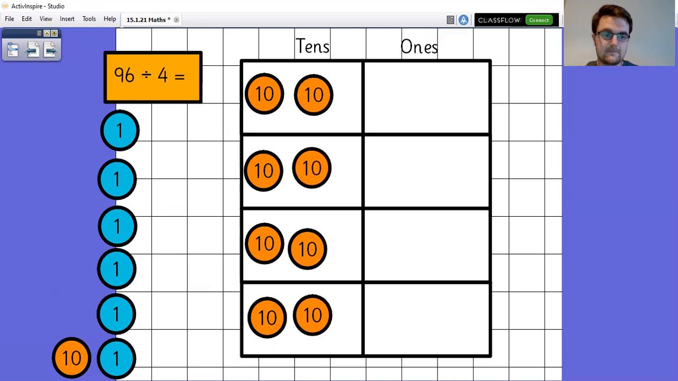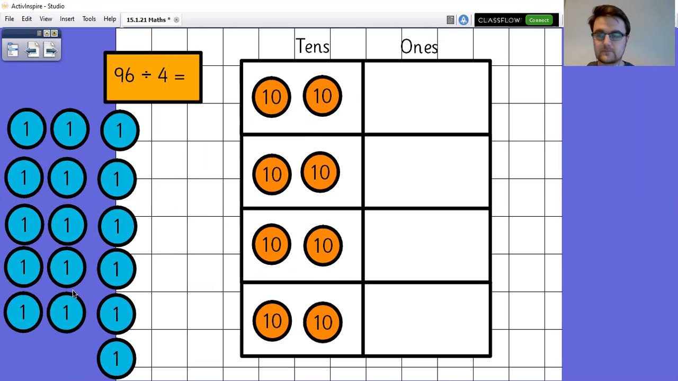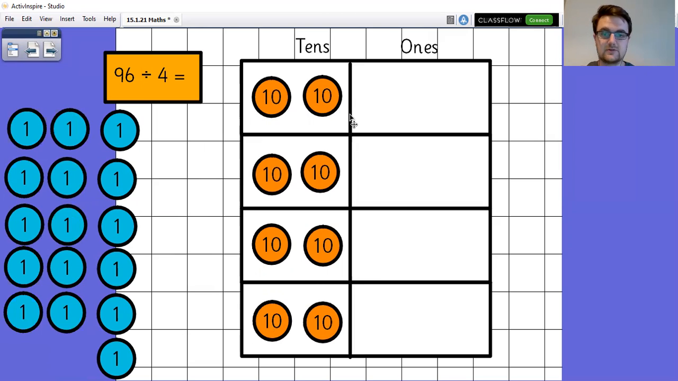Okay, you can see I've got 1 ten left, but I need to make sure that all of these rows are equal. So I'm not going to be able to put this 10 in the tens column to make it equal. So I'm going to have to exchange that 10 for 10 ones. Now I can try again and see if with my ones, I can make sure that they are equal.